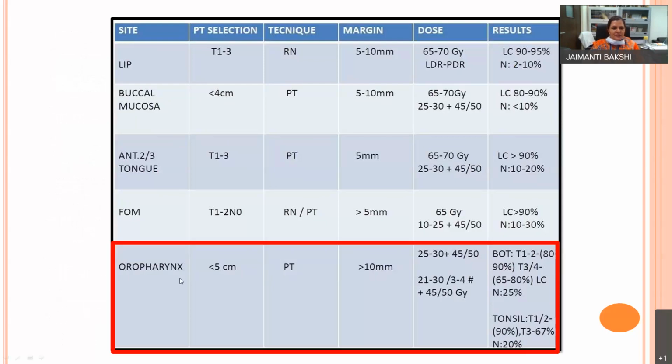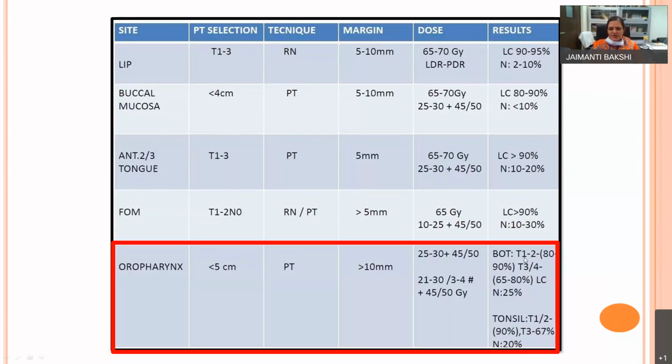So here we can see with the help of brachytherapy for the oropharynx, it is indicated when the tumor is less than 5 centimeters in size, and we have to give a margin of more than 10 mm around the tumor, and the dose which can be given with brachytherapy is up to 45 to 50 grays.